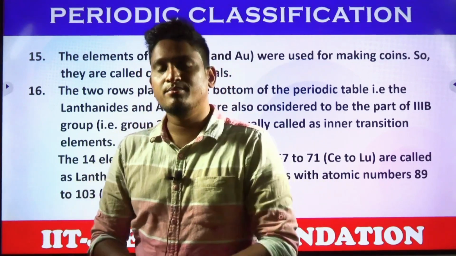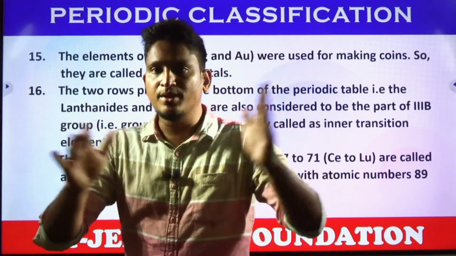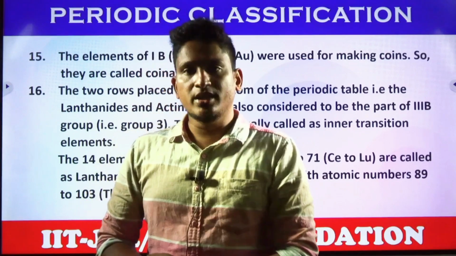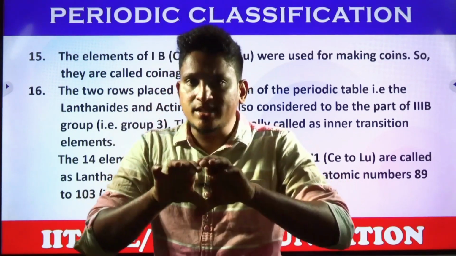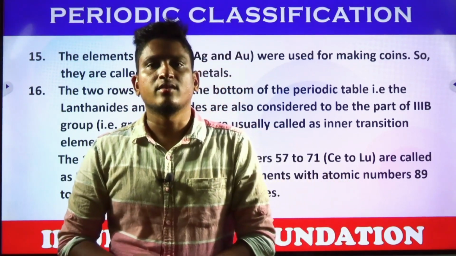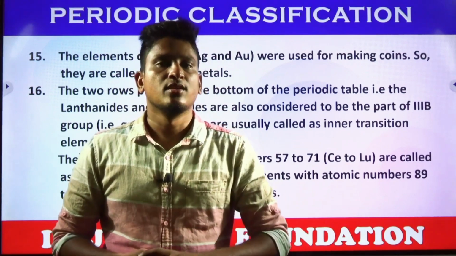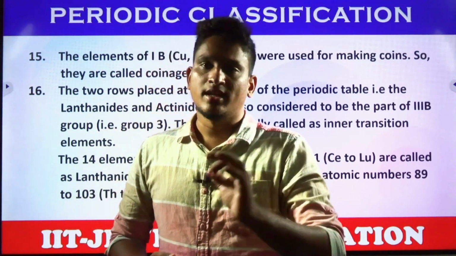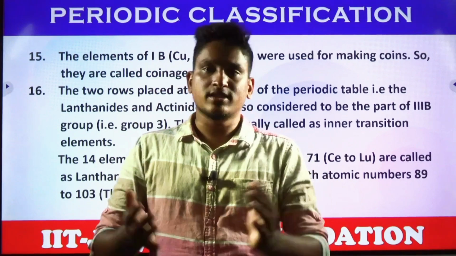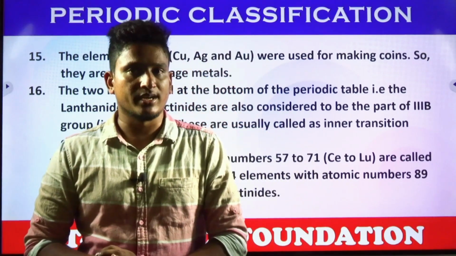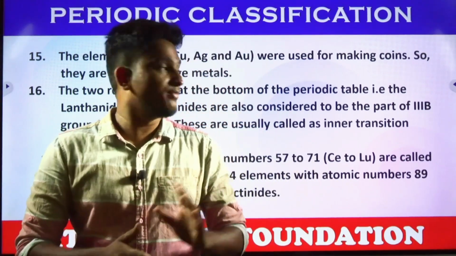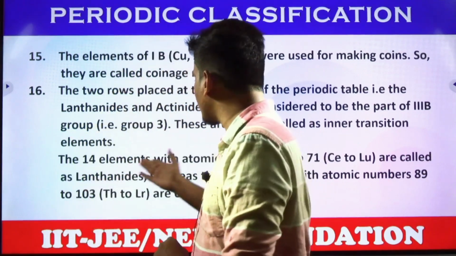This point is very important, students. If you look at the modern periodic table, there are some elements placed at the bottom of the periodic table. They are called lanthanides and actinides. Mostly they come under F block elements. First of all, why are they placed at the bottom of the periodic table? What happens if they are included? We'll discuss in the next slide. Why are they called lanthanides and actinides?